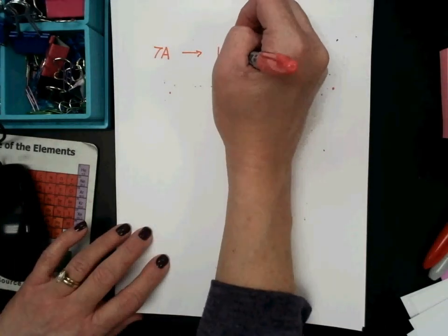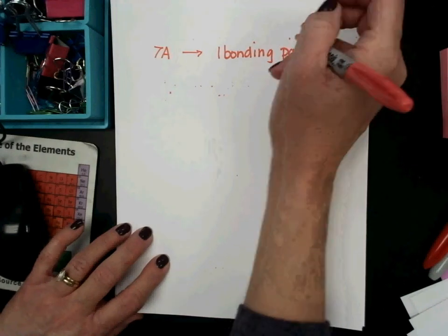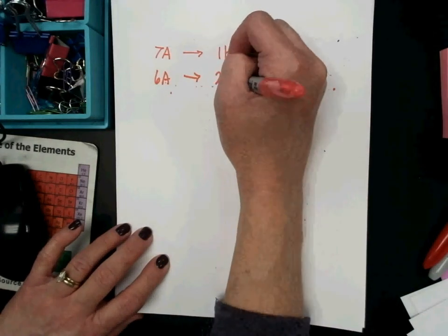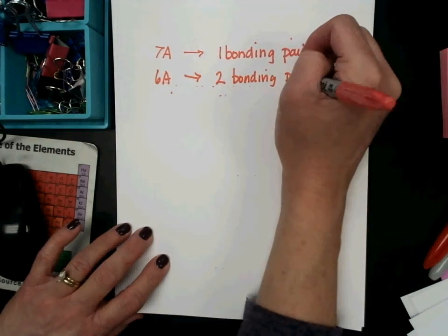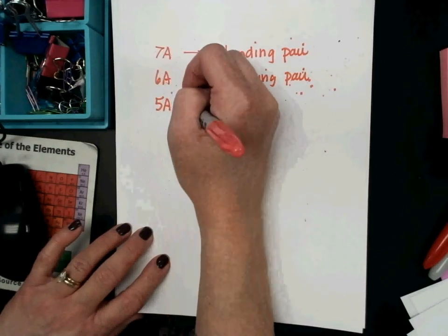You can actually look at your periodic table and it should be pretty clear to figure out these bonding pairs. If I look at group 7A, we know we have 7 outer shell electrons. That's going to leave me with 1 bonding pair. If I look at 6A, I've got 6 outer shell electrons, so I'm most likely going to have 2 bonding pairs.